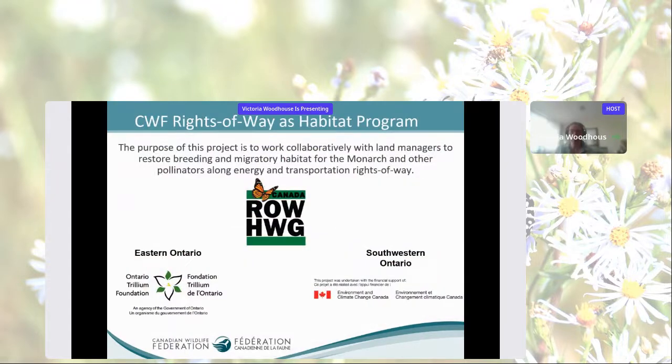So, quick introduction to our project. Our Rights of Way Habitat program works collaboratively with land managers across Canada to restore the breeding and migratory habitat of monarchs, but also other benefiting species along these Rights of Way corridors. And we do this in a few different ways. So, one is through our national network that we launched last year, the Canadian Rights of Way Habitat Working Group, which is based off of the US counterpart.